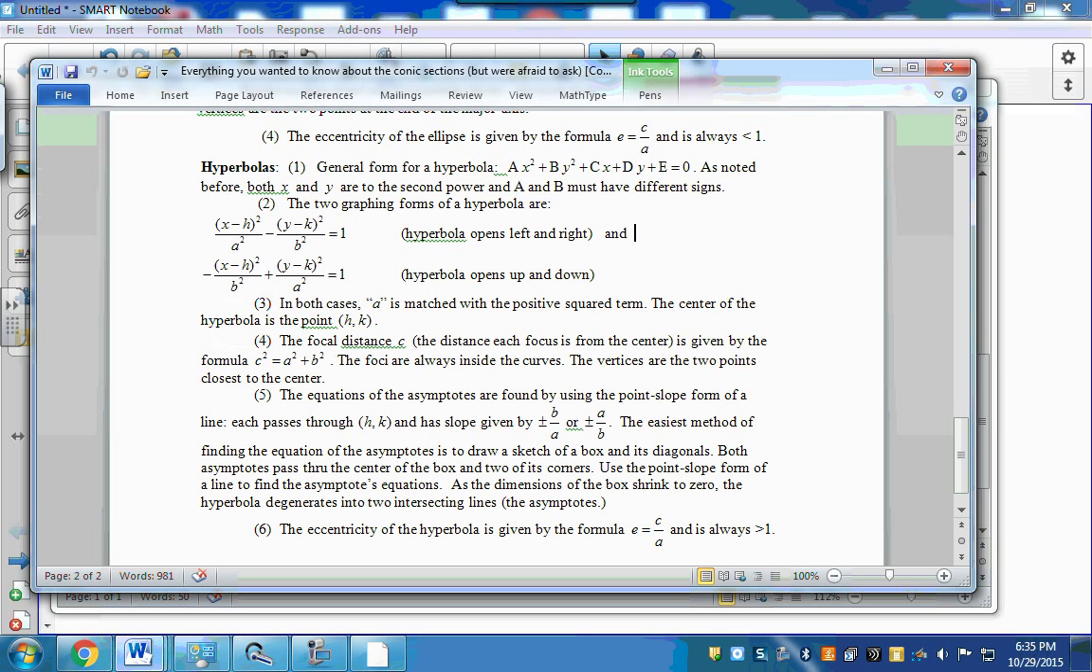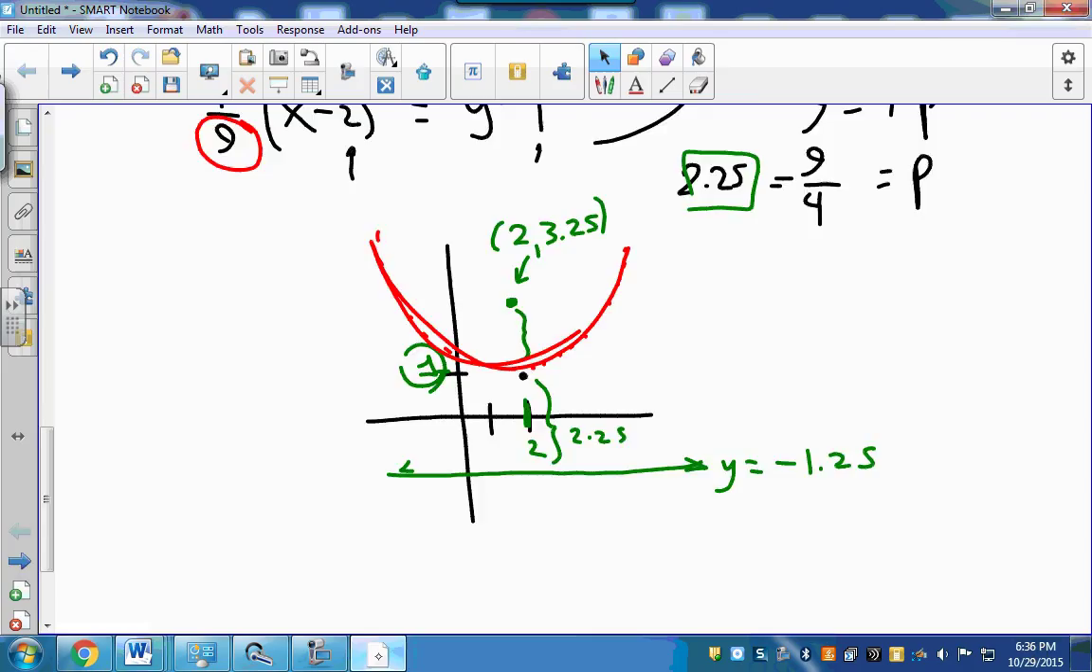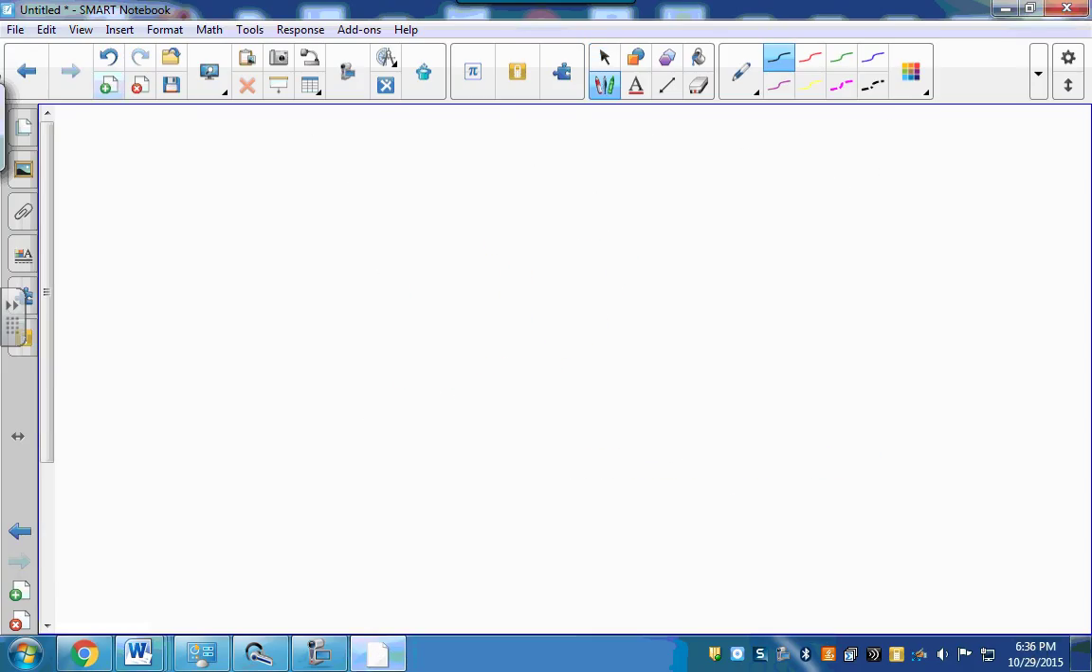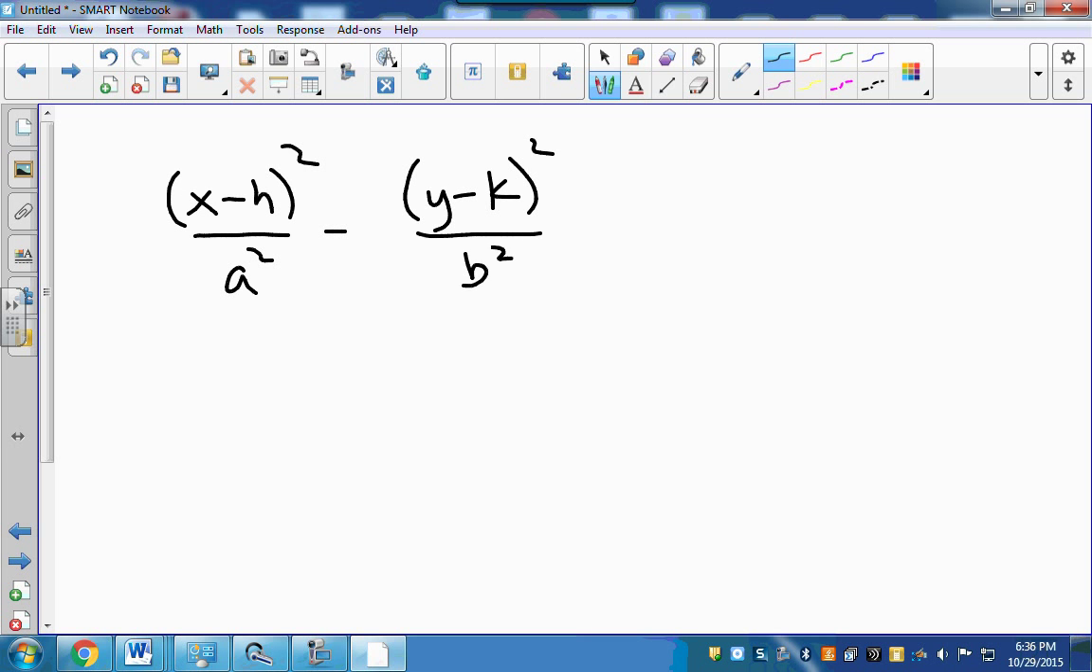Transverse axis is horizontal. So we're going to have this first form where we have x minus h squared over a squared minus y minus k squared over b squared equals 1. Hyperbola opens left and right. Okay, so let's go ahead and we have the vertex points. First of all, let's go ahead and do the x minus h squared over a squared minus y minus k squared over b squared, and that equals 1.